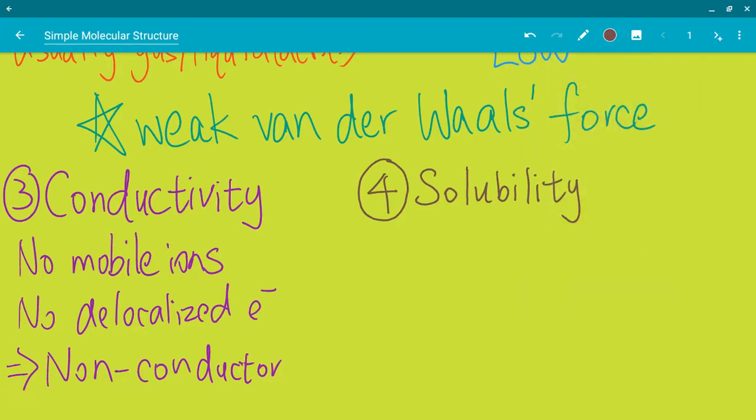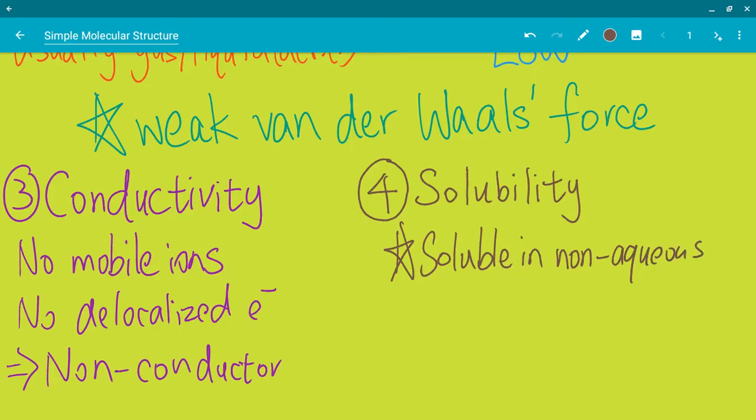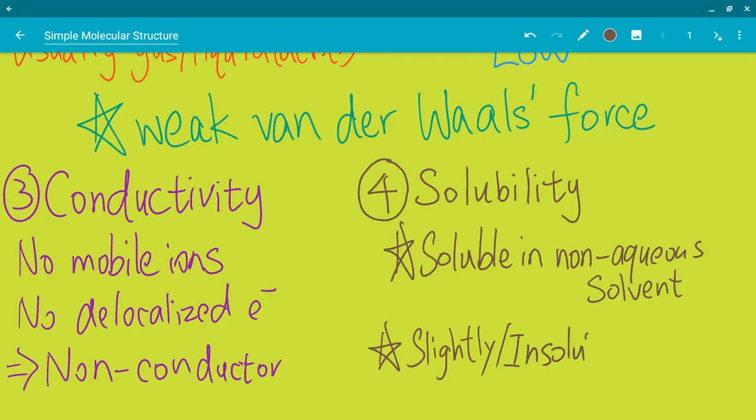And how about solubility? It is soluble in non-aqueous solvent. However, it is slightly soluble or insoluble in aqueous solvent.